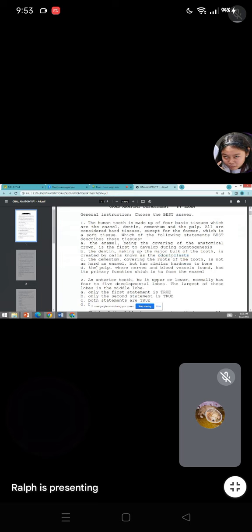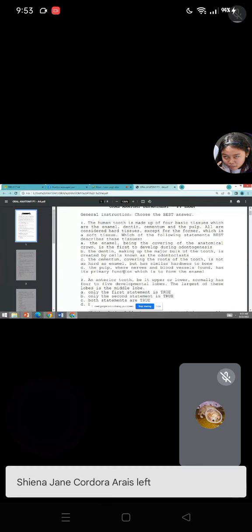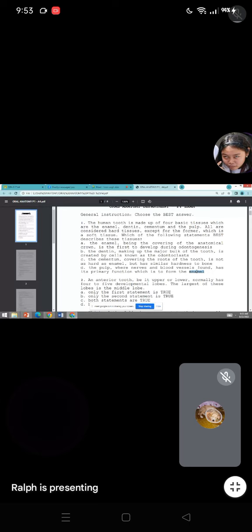Proceed to letter D. The pulp, where nerves and blood vessels are found. Is that correct? Yes, Doc. As its primary function, what is the primary function? Formative. It will form. Question: what tissue does it form? Is it enamel? Dentin. So therefore, this is false. It forms not the enamel but the dentin. Therefore, letter C is the answer in the module.